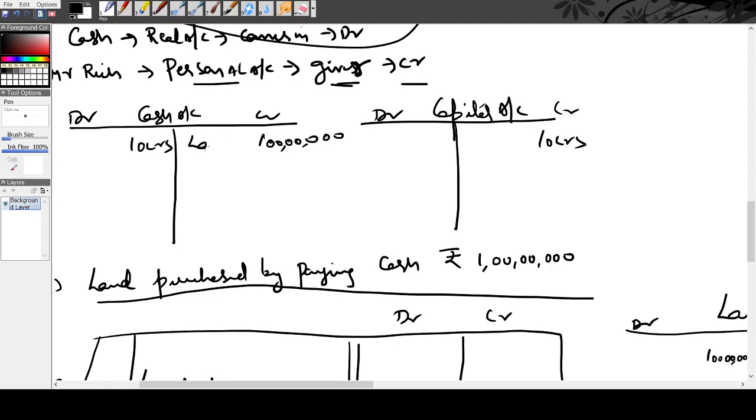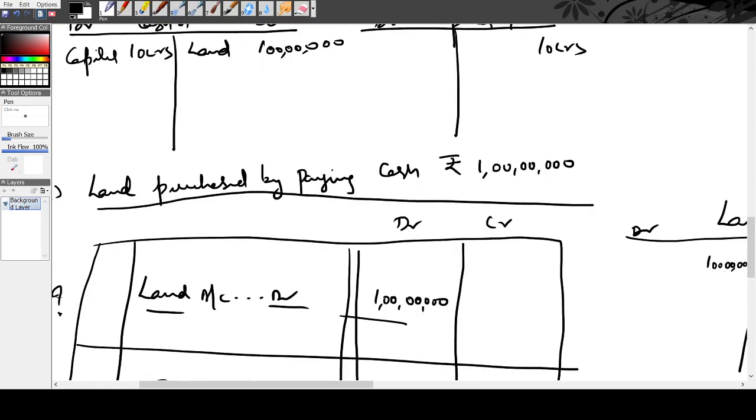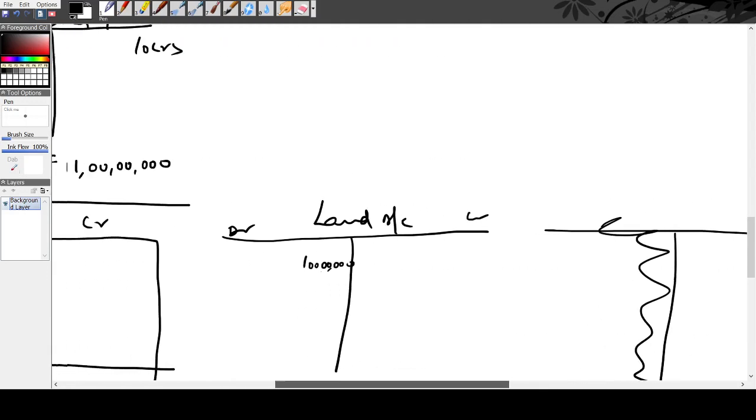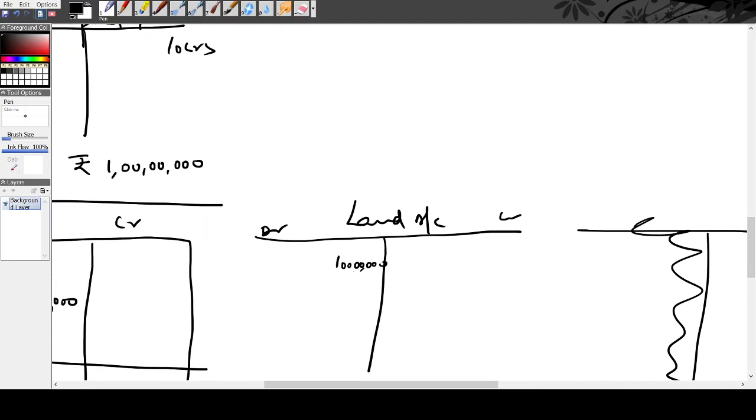I have spent money for land. This money had come in for capital. So if you can see now, the information is getting accumulated in the cash account, in the capital account, and in the land account. So this is an illustration of how to record journal entries. In our next video, we'll learn some more journal entries. We'll continue this example.